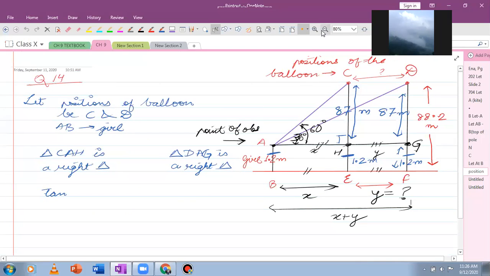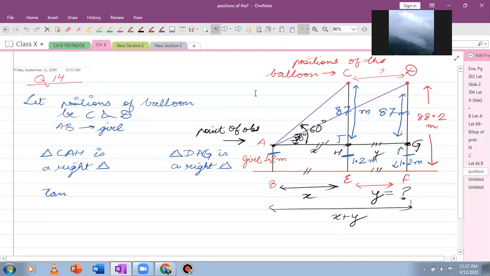And as you can see here, it was quite complicated. So AB was the girl, 1.2 meters tall, and C and D represent the positions of the balloon. So C is the initial position, and the angle of elevation would be from point A. Point A is the point of observation.